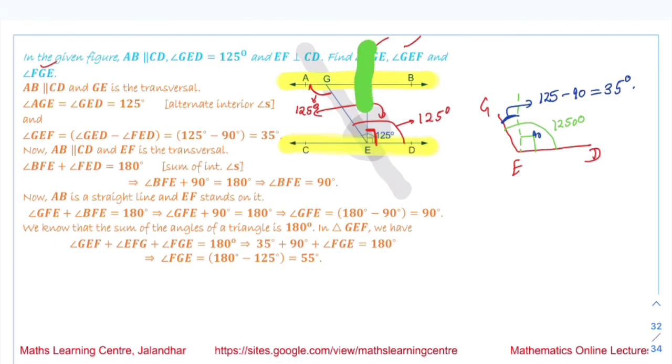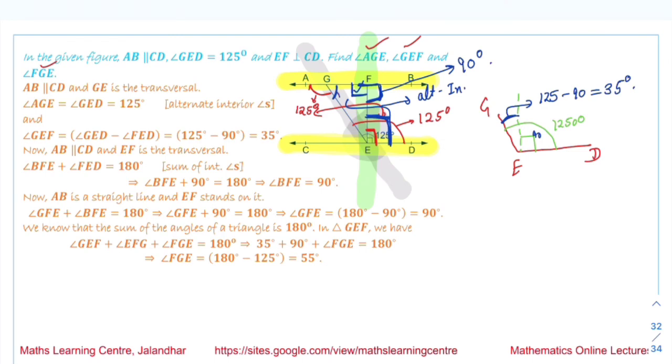Now both these lines AB and CD are parallel lines. If we consider FE as the transversal, this angle over here is 90 degrees, so this angle is also 90 degrees, because these two angles are alternate interior angles. Further, if this angle is 90 degrees, this is a straight line over here, so the value of this angle is also 90 degrees.